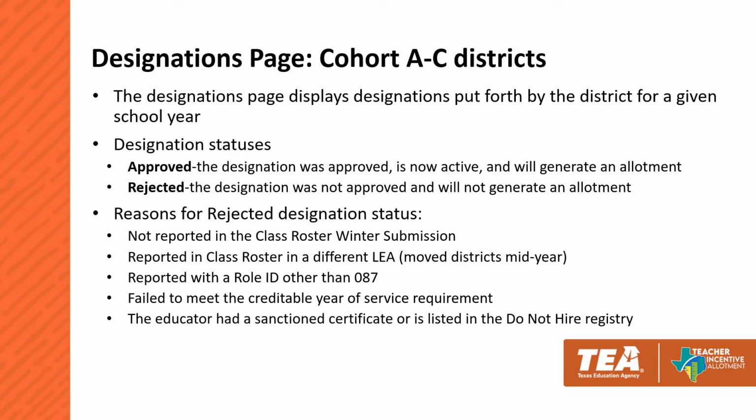The reasons that teachers may land in rejected designation status: either they were not reported in the class roster winter submission, maybe they were reported in a different district, so if they left your district before the class roster winter submission, they will not qualify for designation. They may have been reported with a role ID other than 087, or most commonly, they were not coded to have met the creditable year of service requirement. And in rare cases, the educator may have a sanctioned certificate or be listed in the Do Not Hire registry, and if that's the case, they will not earn their designation.